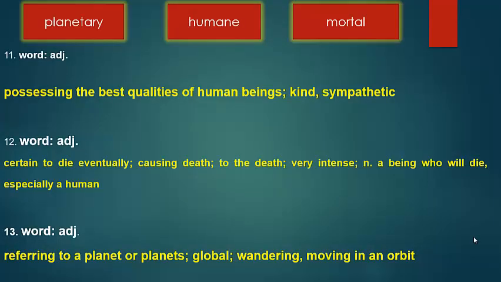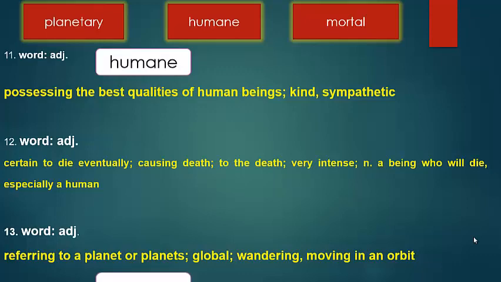Now let's have some exercises about these words. Number one, the word is an adjective, meaning possessing the best qualities of human beings: kind, sympathetic. The answer is humane. Number 12: certain to die eventually, causing death, very intense, a being who will die, especially a human, which is subject to death, which is mortal.